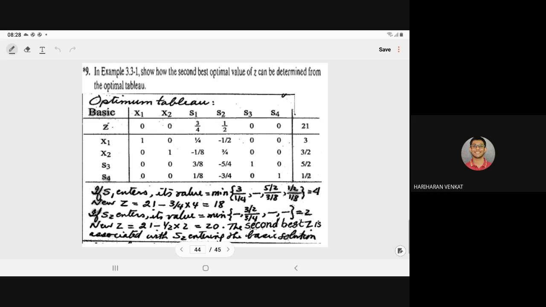Yes, excuse me, sir. Sir, while solving for maximization, when we find the ratio, we look for the least ratio which we are getting, right? So similarly, in the case of minimization, while finding the ratio, why are we also looking for the least ratio?